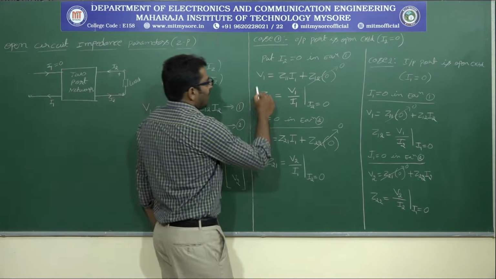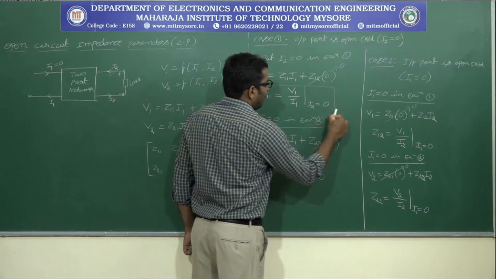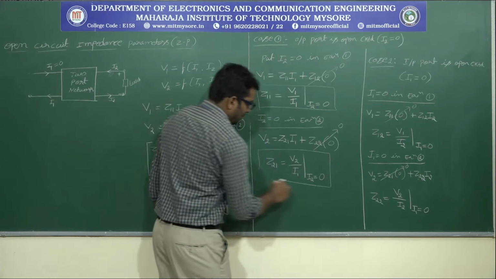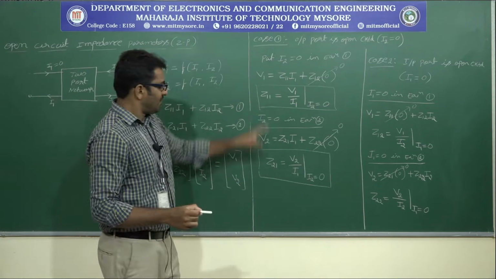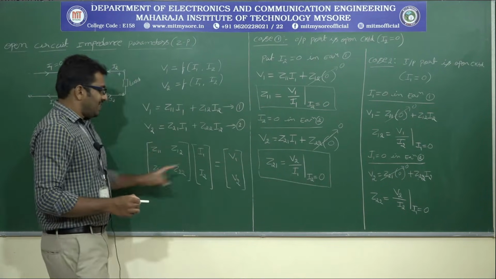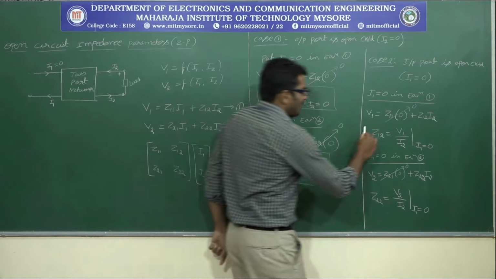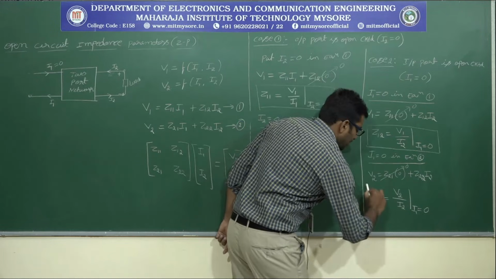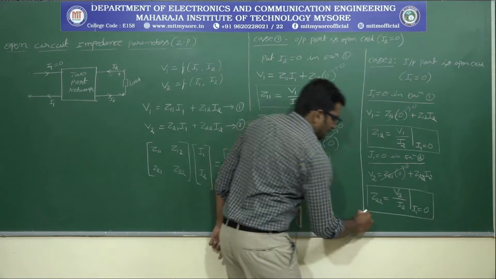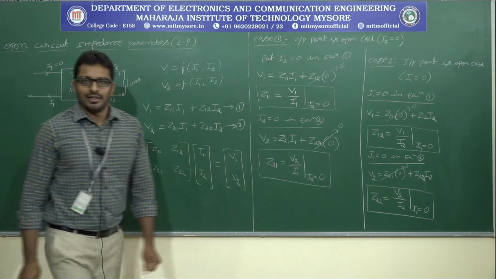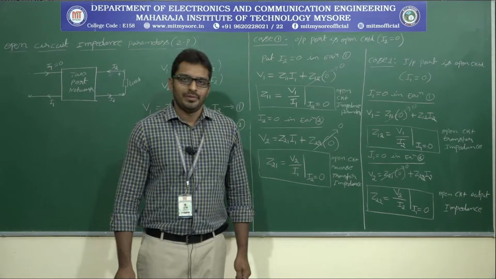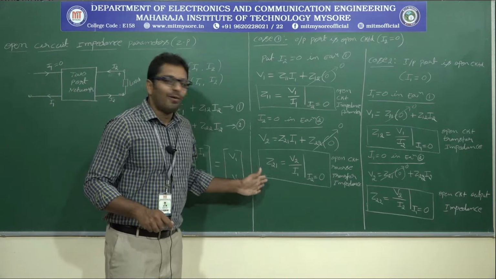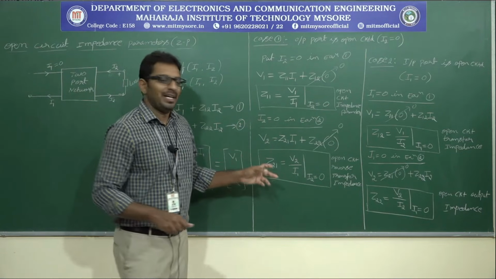So how many Z parameters are there? There are 4 Z parameters. One is Z11, next Z21, after that Z12, next Z22. Is it clear?